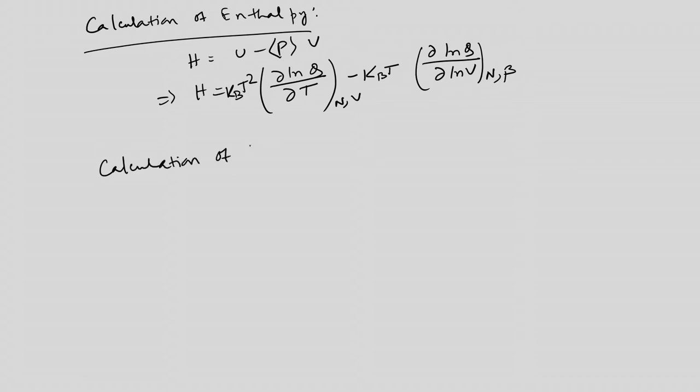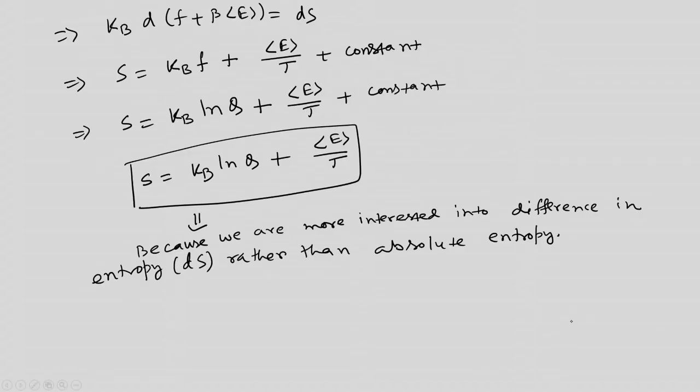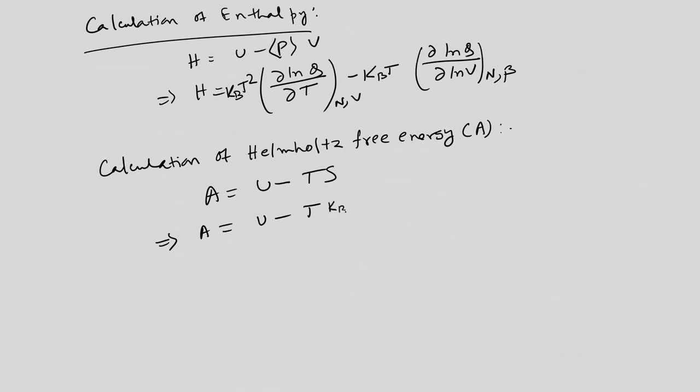And we can calculate Helmholtz free energy. Because A is nothing but U minus T S, okay, and we substitute all the values here. So U is nothing but K B times T to the 2, del ln Q by del T, keeping it intact here. So U minus T, and the value of S is K B ln Q plus U by T, and then minus U. So we get A is minus K B T ln Q.